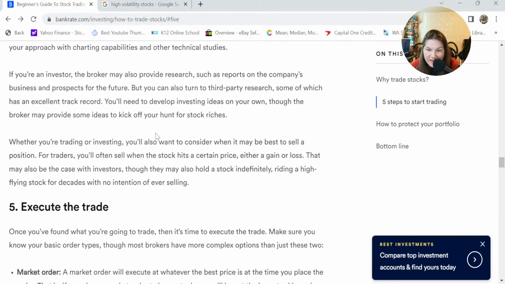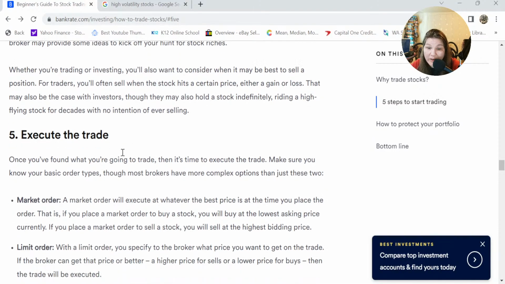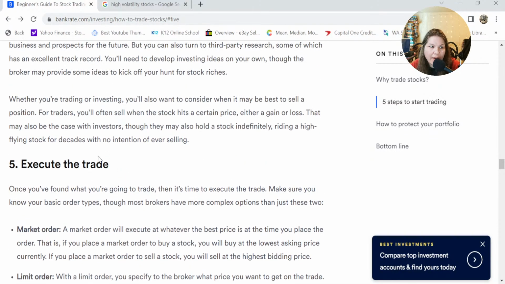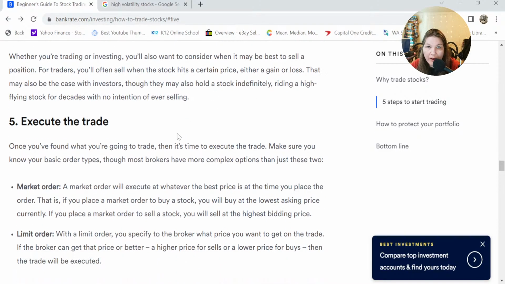Whether you're trading or investing, you'll also want to consider when it may be best to sell a position. For traders, you'll often sell when the stock hits a certain price, either a gain or a loss. That may also be the case with investors, though they may also hold a stock indefinitely, riding a high-flying stock for decades with no intention of ever selling. Like, I know there are people that own Berkshire Hathaway, and no matter if it goes up or down, they hold on to it until the day they die. It's part of their retirement plan.